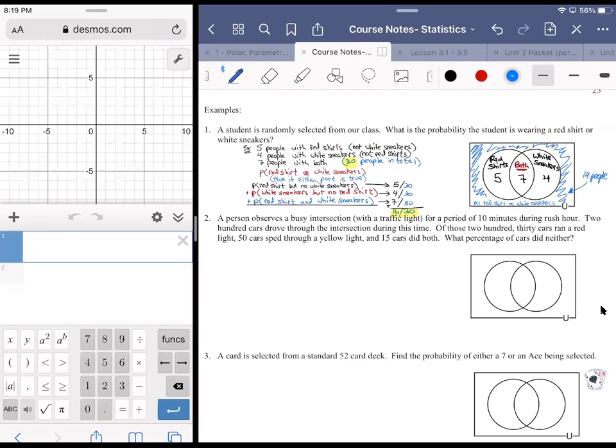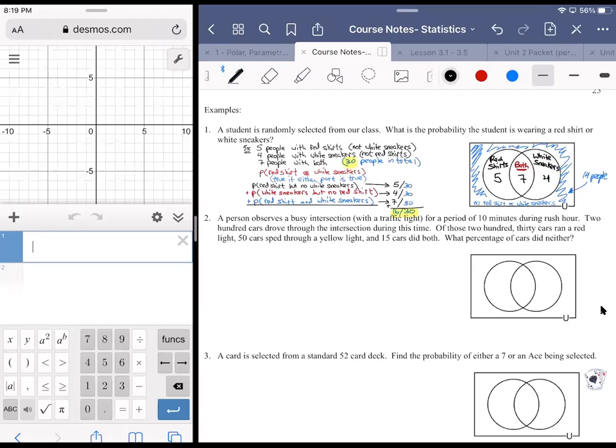All right, so number 2, a person observes a busy intersection with a traffic light for a period of 10 minutes during rush hour. 200 cars, for some reason, drove through the intersection during this time. Of those 200, 30 cars ran a red light, 50 cars sped through a yellow light, and 15 cars did both. What percentage of cars did neither? So it's basically the same question, except now you're given a lot of that background information that was kind of neglected because we're not in a physical classroom together.